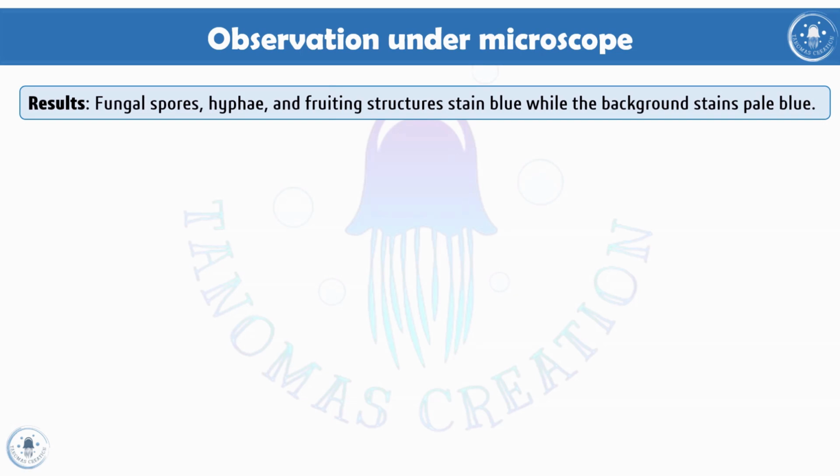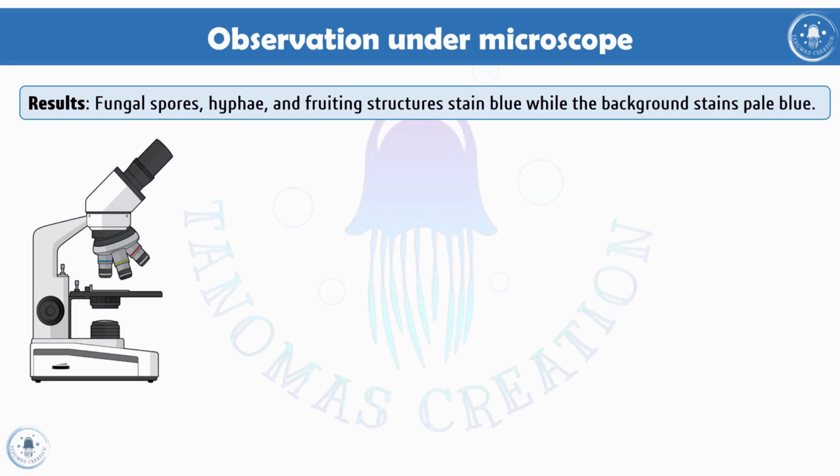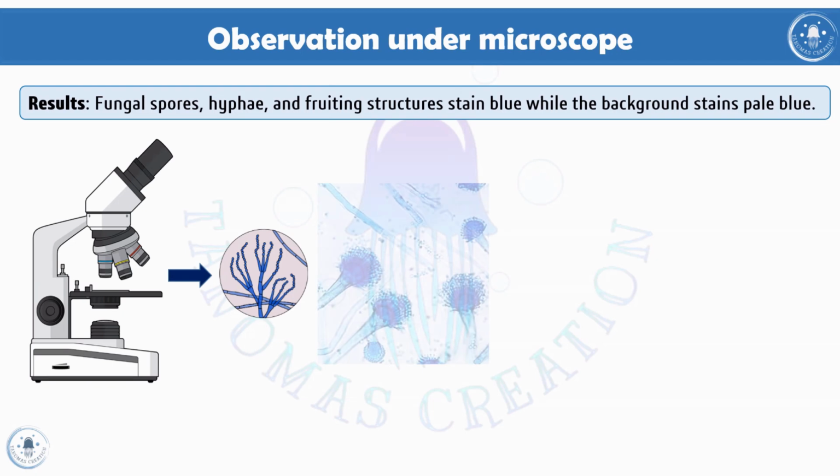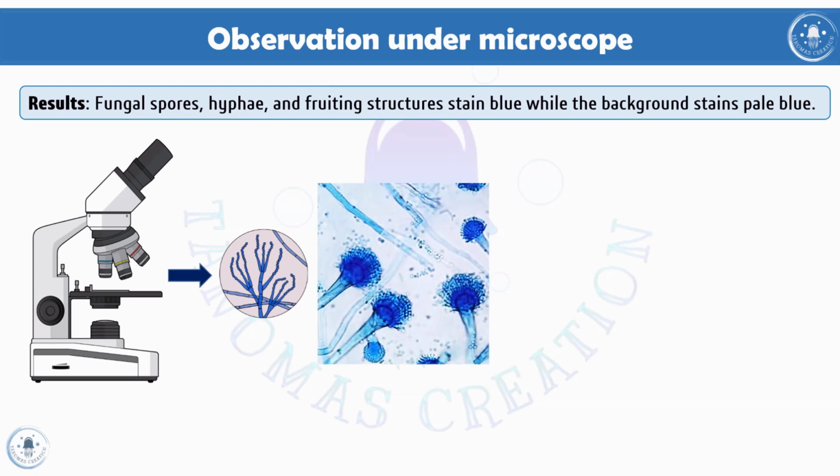So you will find that the fungal spores, hyphae and the fruiting structure have stained blue color while the background has stained pale blue color. Okay, so the spores, hyphae and fruiting structure will look very dense blue and the background will look pale blue, right? So this is an image of a fungus and this is the original microscopic image.